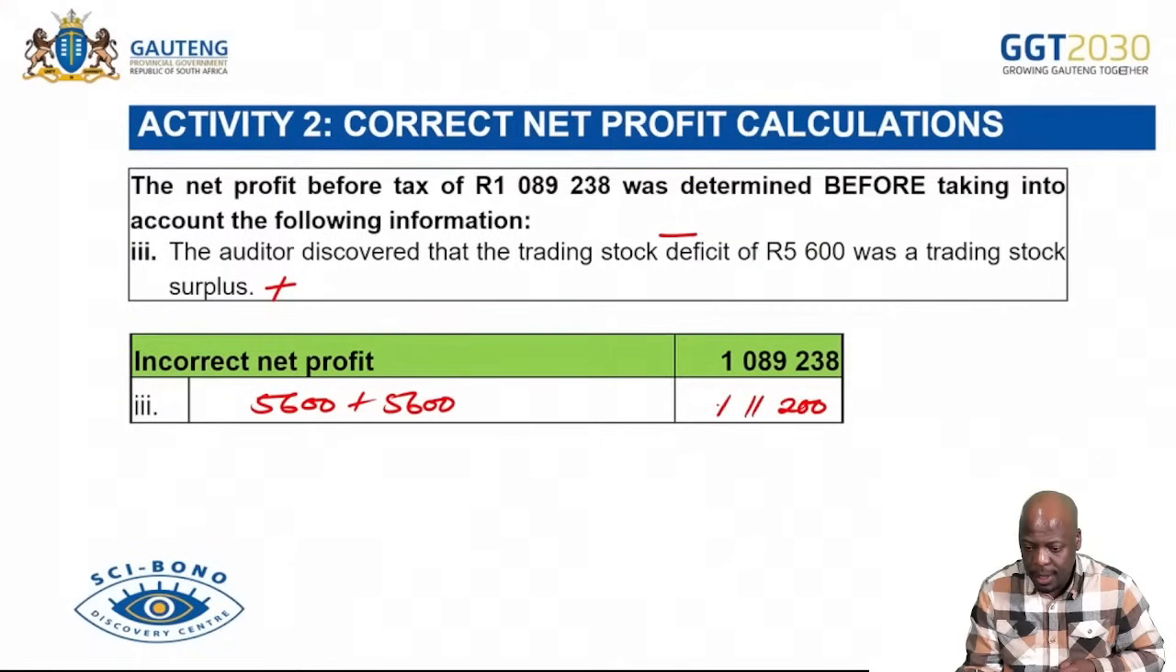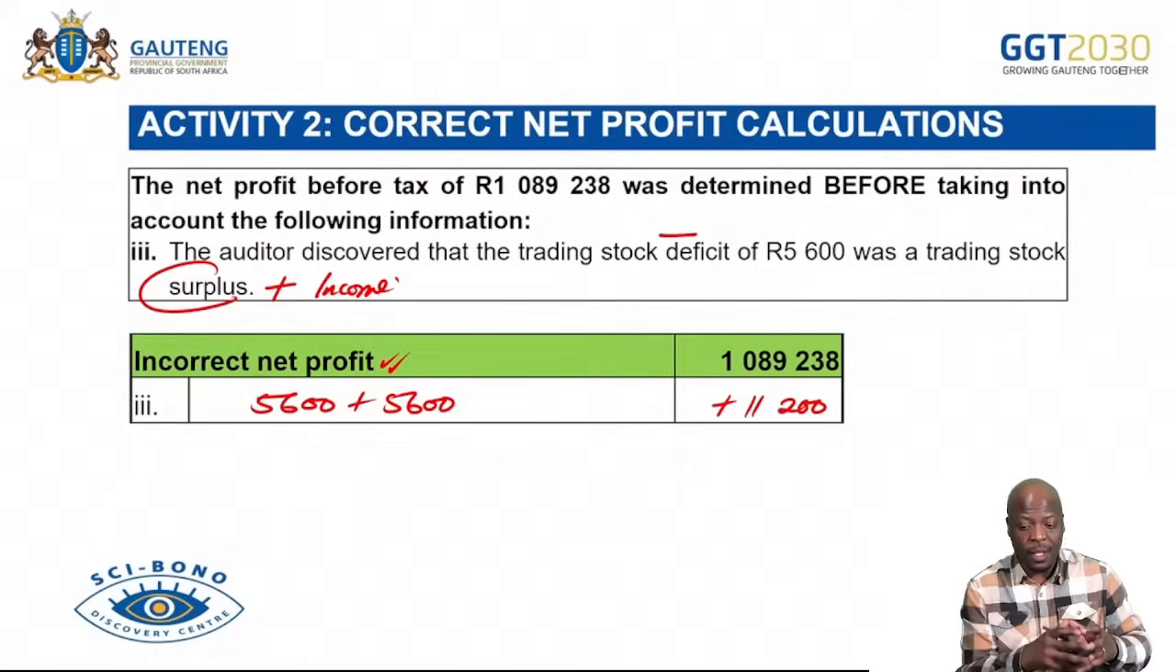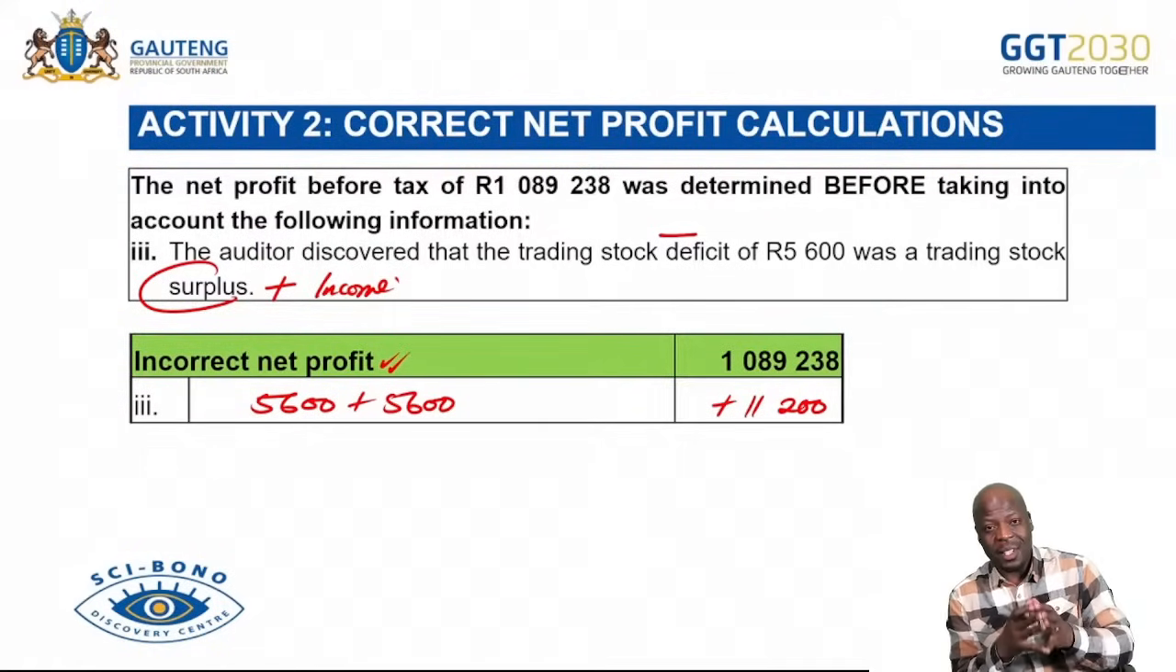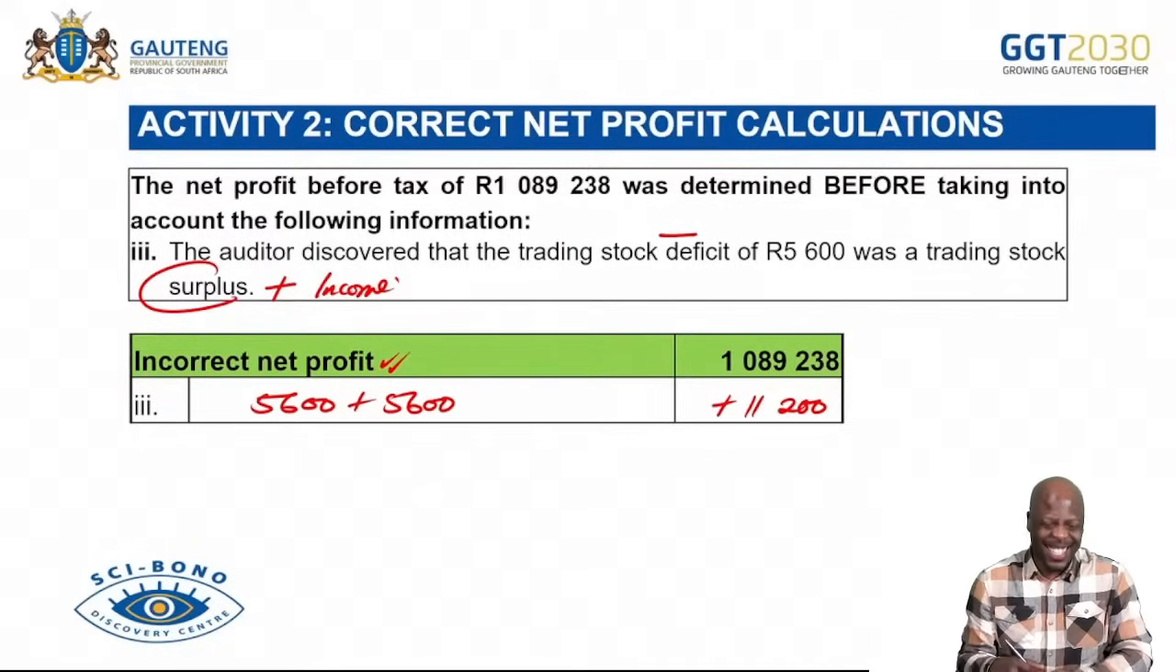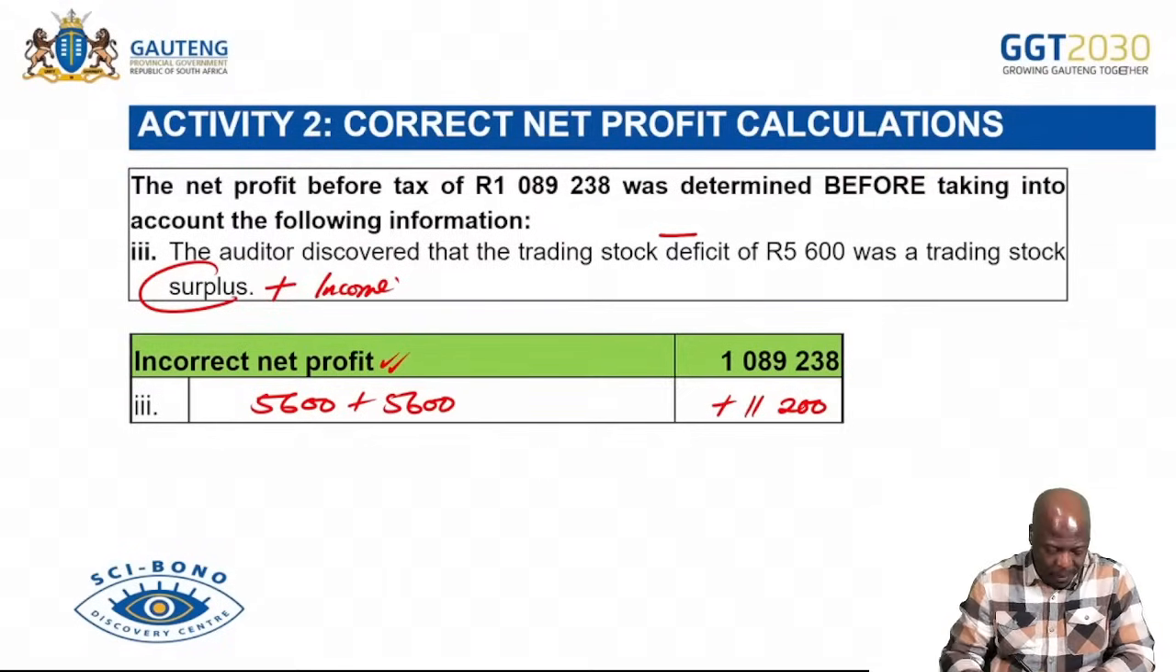11,200. And what is this? A surplus. A surplus is income. So we come and we add it to our net profit. This is when a deficit is recorded as a deficit, yet is supposed to be a surplus. It was supposed to be a surplus, yet it was recorded as a deficit. Can I move on? Let's go.